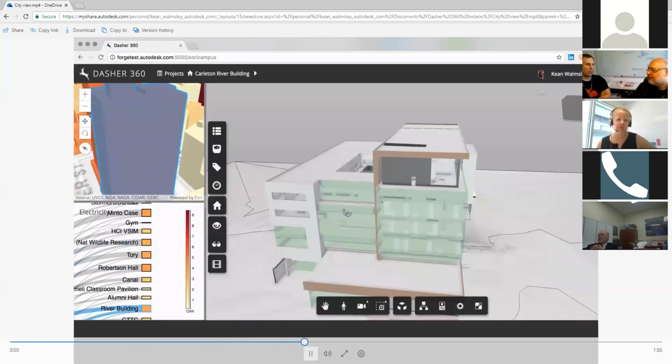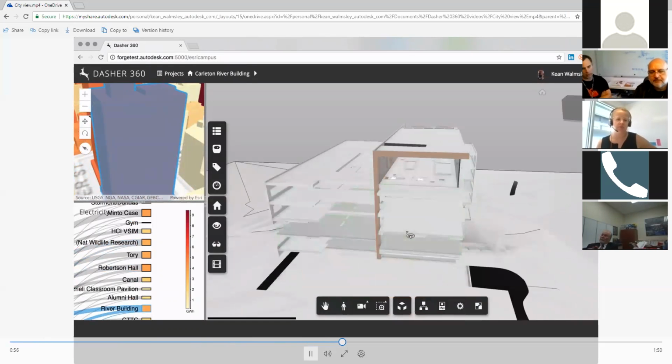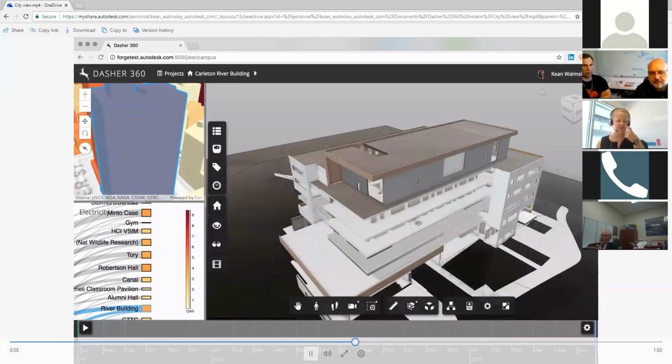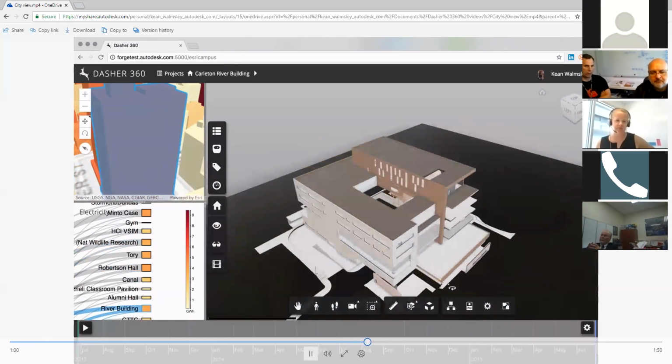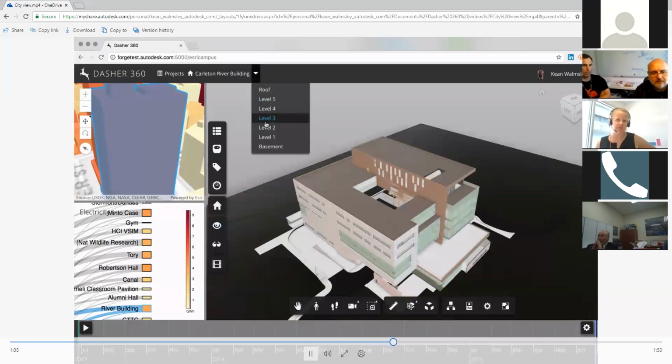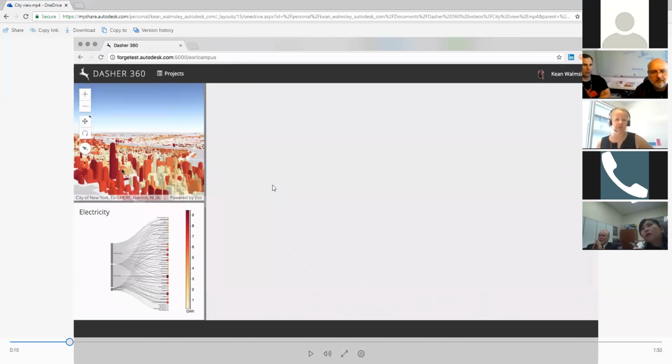The idea is these high-level viewers are for coarse level of detail, but if you want to dig into rooms and individual unit parts of the building, then Dasher is still the tool. And so we're working on better integration between the two at the moment. Okay. I think we can move on.